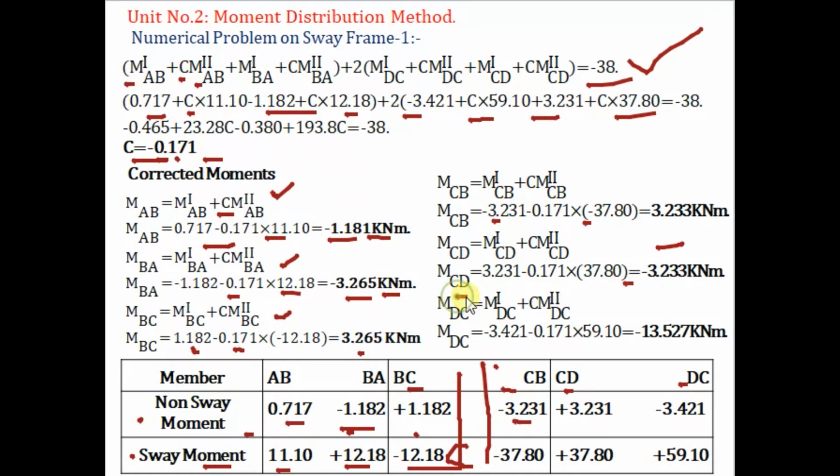Then find out for CD. So value of CD plus 3.231, then correction value minus 0.171 into this 37.80, we have minus 3.233. Same way, let's consider the last one. Apply the sway moment correction factor. Do the addition of these two moments, we will get the corrected MDC, and it is minus 13.527 kilonewton meter. Okay, so now we have all the corrected moments.